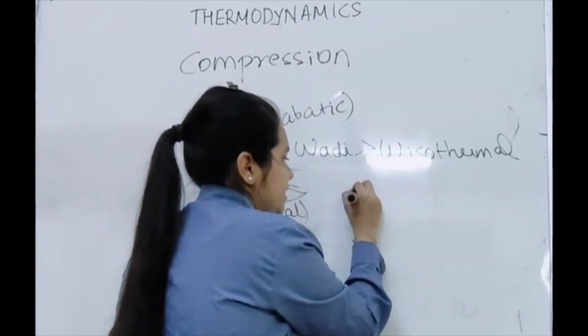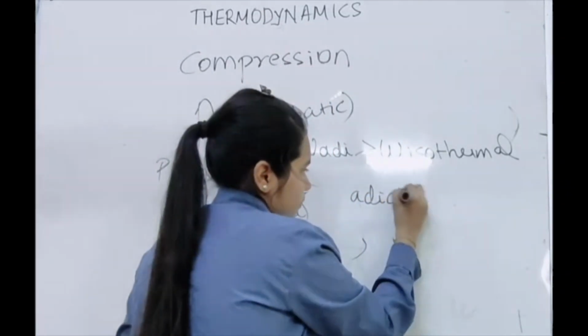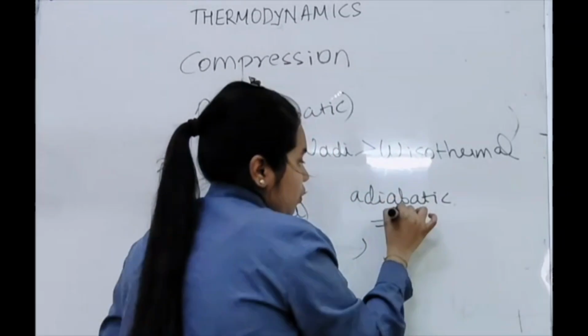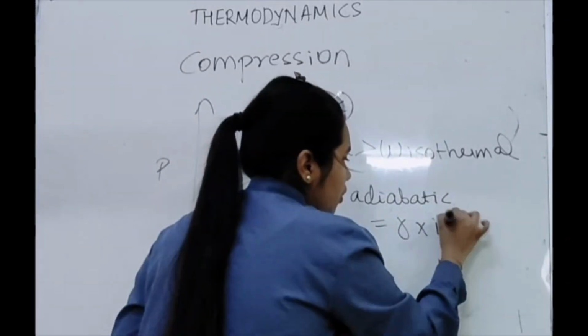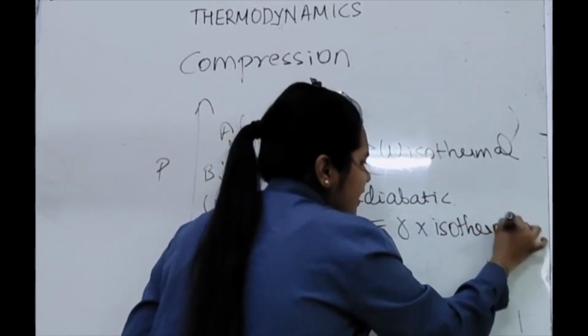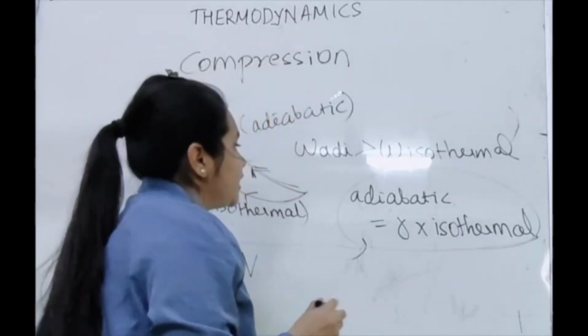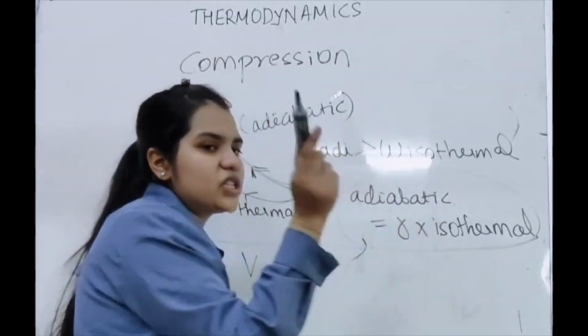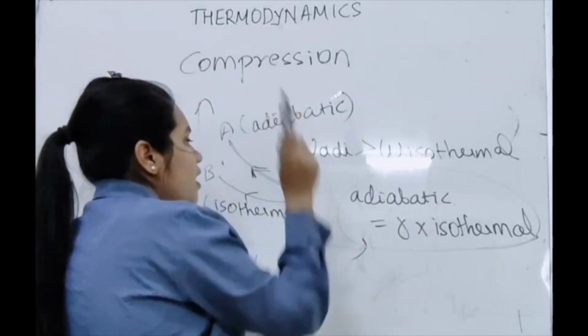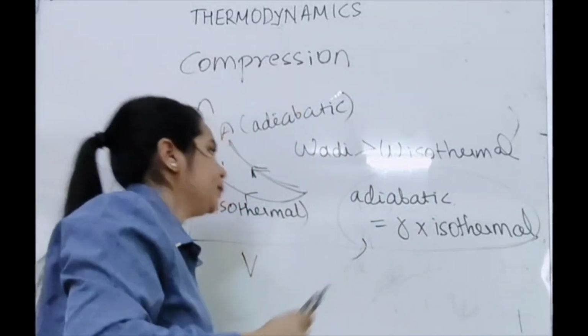So always remember, adiabatic slope equals gamma times the isothermal slope. Always, adiabatic is steeper, but the work done in expansion is more for isothermal. In compression, it is more for adiabatic.